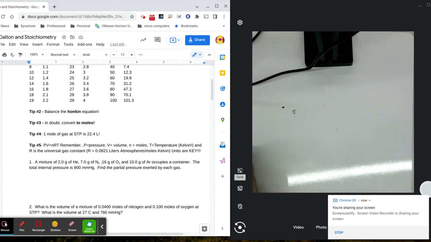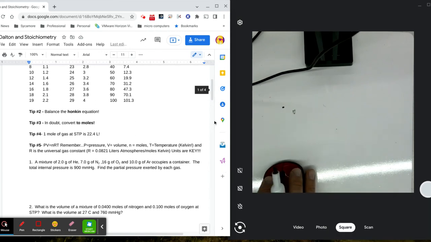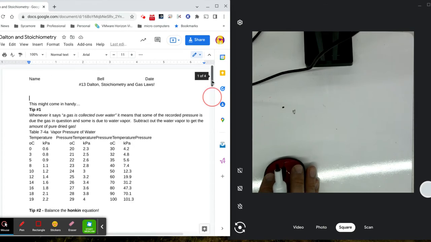Hello, my name is Chad Houston, and again, we're going to be going over PV=nRT and with that, the ideal gas law, but specifically how it deals with stoichiometry and a little bit of Dalton's law of partial pressure.